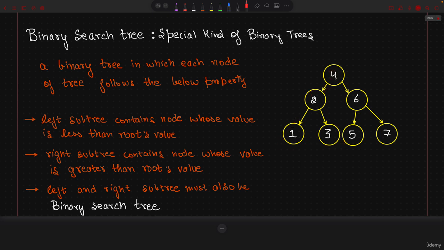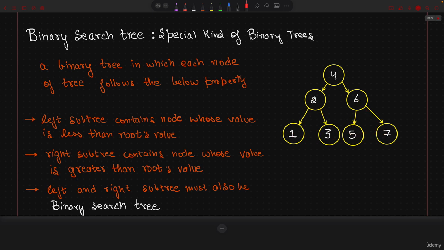So constraints which we are adding are something like this. I have the root. On the left of the root, everything should be smaller. On the right of the root, everything should be bigger. So these are the two constraints we are adding. And the third one is that, very important, each and every one of these subtrees should also follow the BST property, which is they should also have the same property.